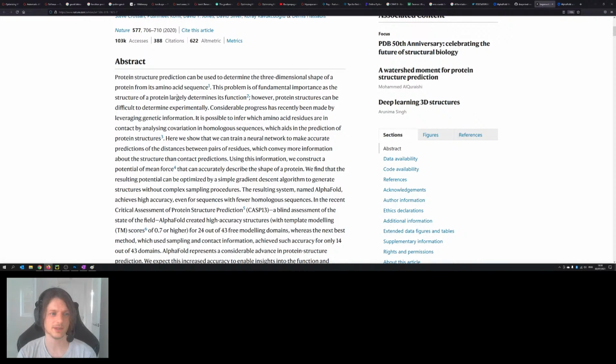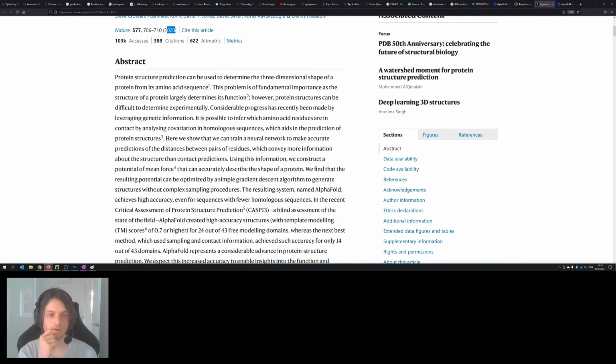Considerable progress has recently been made by leveraging genetic information. It is possible to infer which amino acid residues are in contact by analyzing covariation in homologous sequences, which aids in the prediction of protein structures.